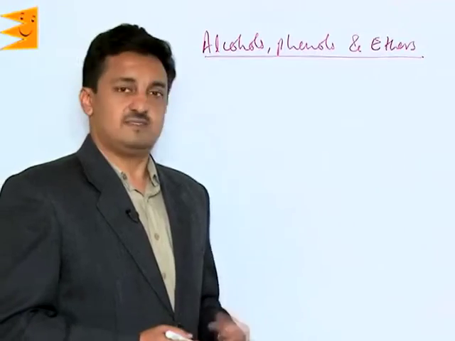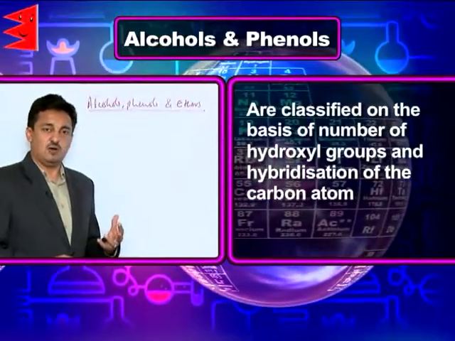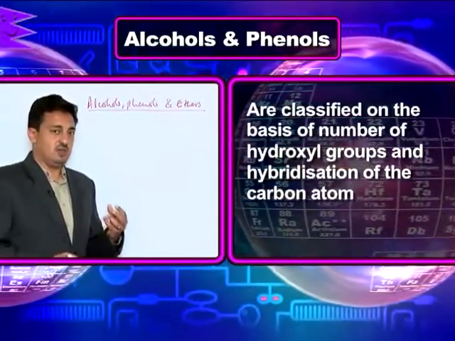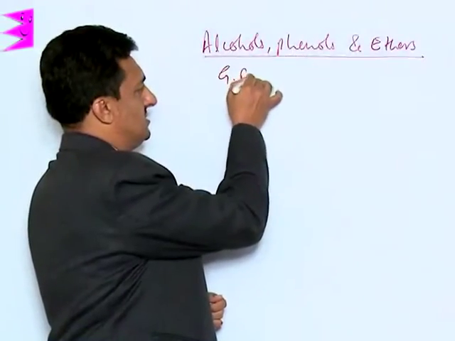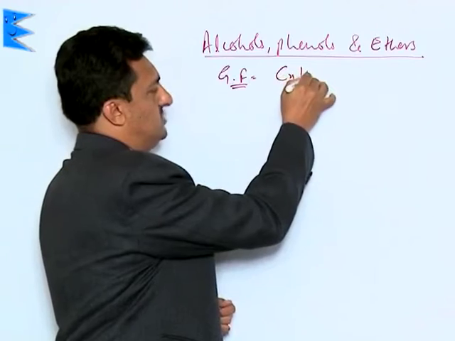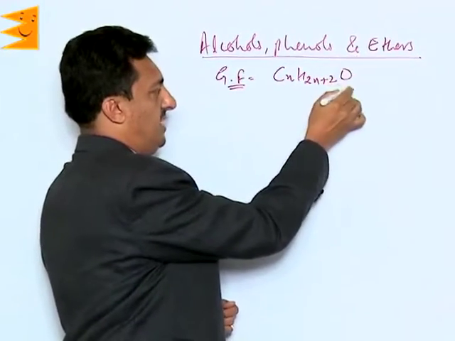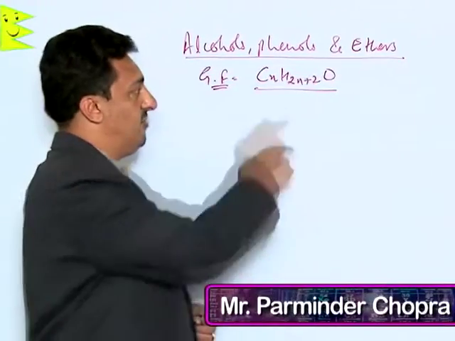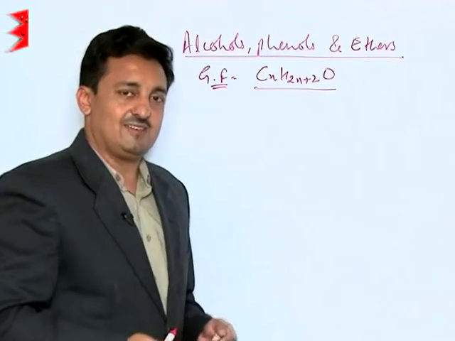Alcohols, phenols and ethers. These are a very important class of organic compounds which mainly consist of what? An alcoholic group or OH group, a functional group which is having an oxygen. The general formula of all these compounds is CnH2n+2O. So what we can find out from this formula is that these are organic compounds in which the ratio of carbon and hydrogen will always be that of an alkane, and along with this they will have one extra oxygen.